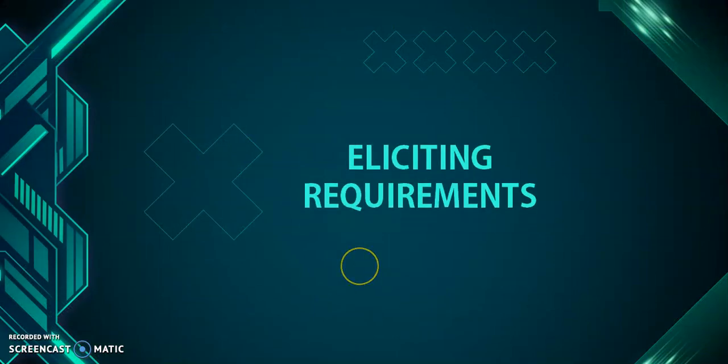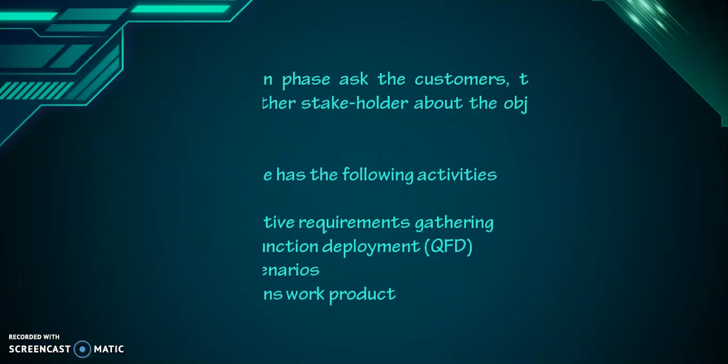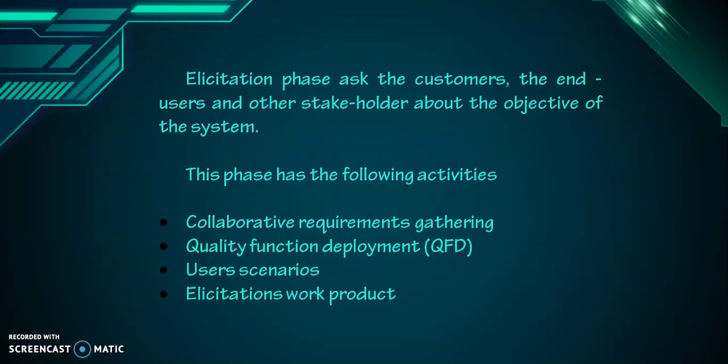The next concept in requirement engineering is eliciting requirements. The elicitation phase asks the customers, the end users, and other stakeholders about the objectives of the system. This phase has the following activities: collaborative requirements gathering, quality function deployment, that is QFD, user scenarios, and elicitation work products.